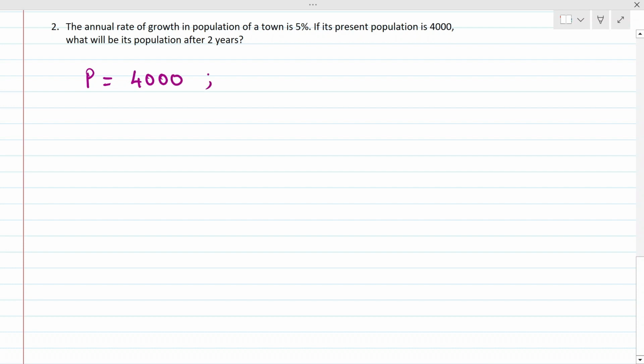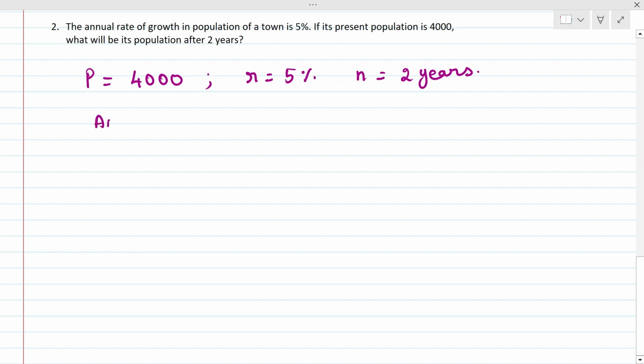Now it is like that. R equals 5%, and N equals 2 years. And they are asking what will be the population after 2 years? That means they are asking for the amount. They are not asking for compound interest here. They are asking for the amount.